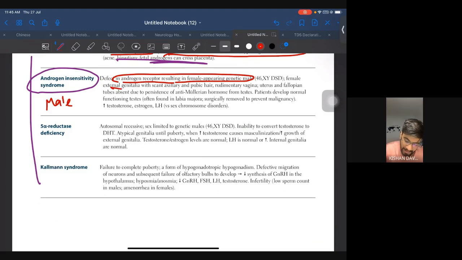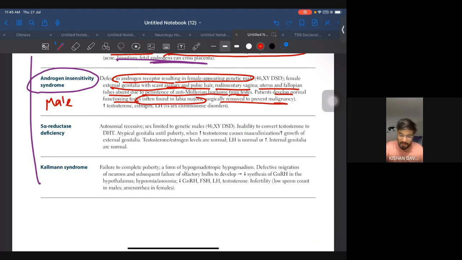Female external genitalia with scant axillary hair and pubic hair, rudimentary vagina, uterus and fallopian tubes absent due to persistence of anti-mullerian hormone from testes. Patients develop normal functioning testes, often found in labia majora, surgically removed to prevent malignancy. Sometimes they will give you the diagnosis of androgen insensitivity syndrome, and then ask why you need to remove testes from the labia majora: to prevent malignancy. This question is there in NBME.